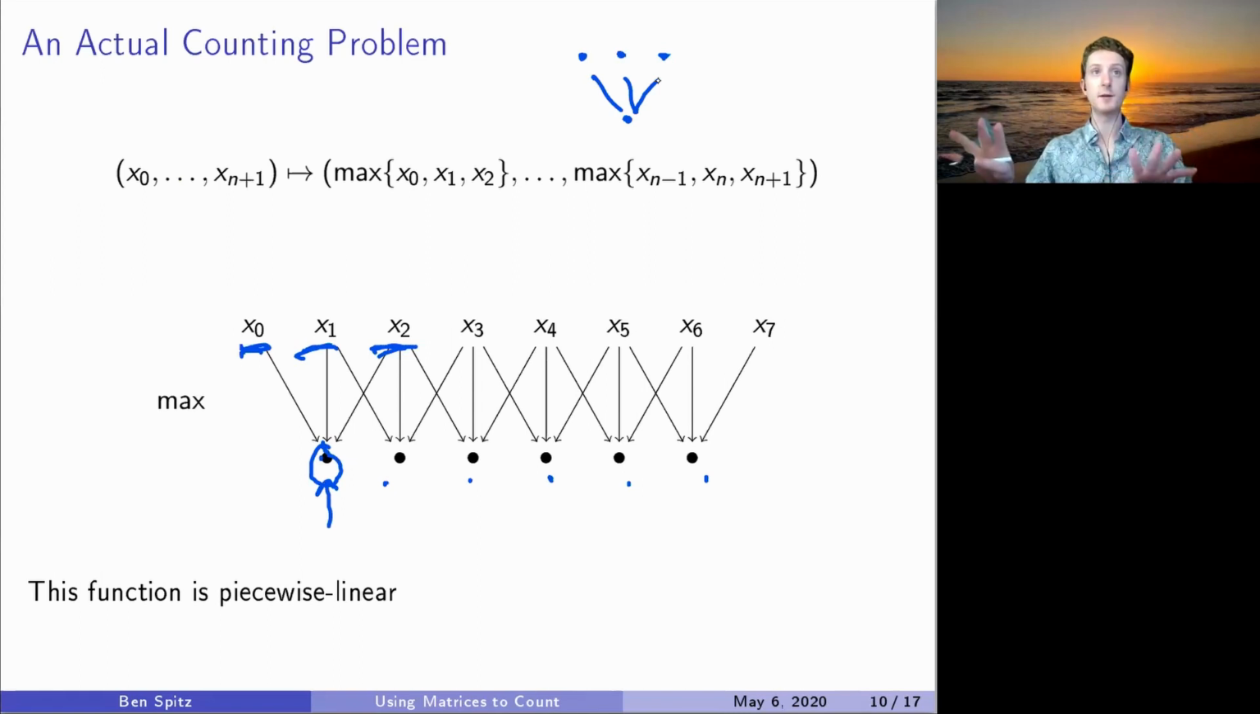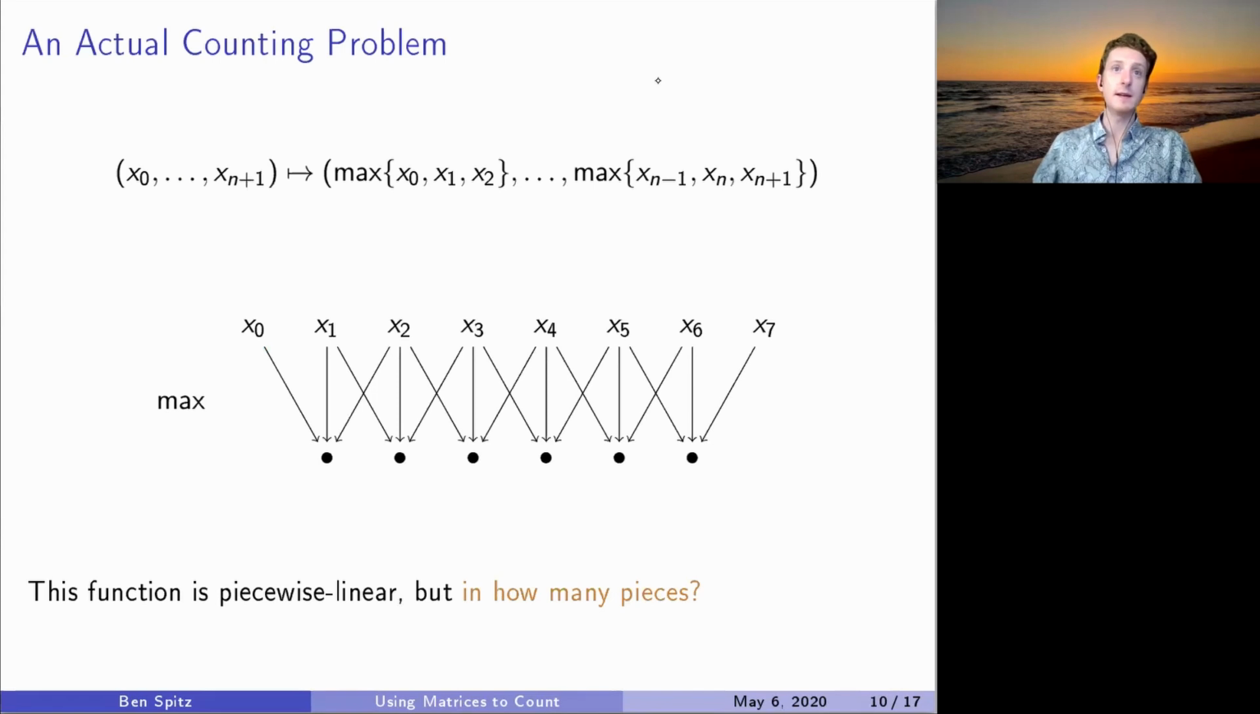In some parts of the domain, the first thing is the biggest, and then the output is just that first thing. And in some parts of the domain, the second thing is the biggest, and the output's the second thing. And in some parts of the domain, the third thing is the biggest, and the output is the third thing. In each of those pieces, it's linear. It's just one of the variables. But we have these different pieces. So the counting question we're going to answer is, how many pieces do we need to describe this piecewise function?